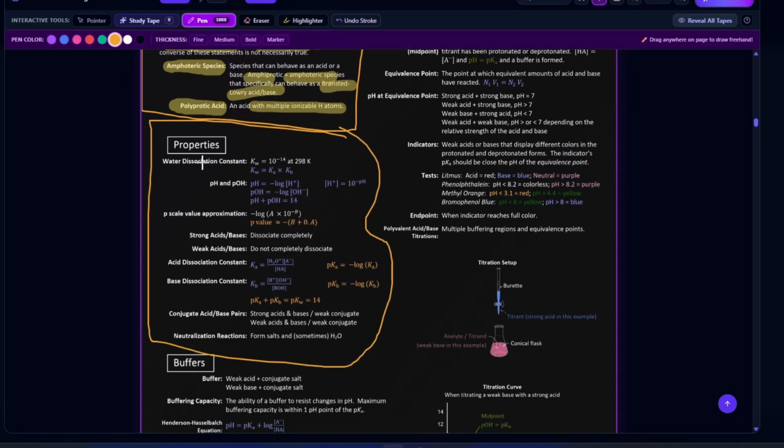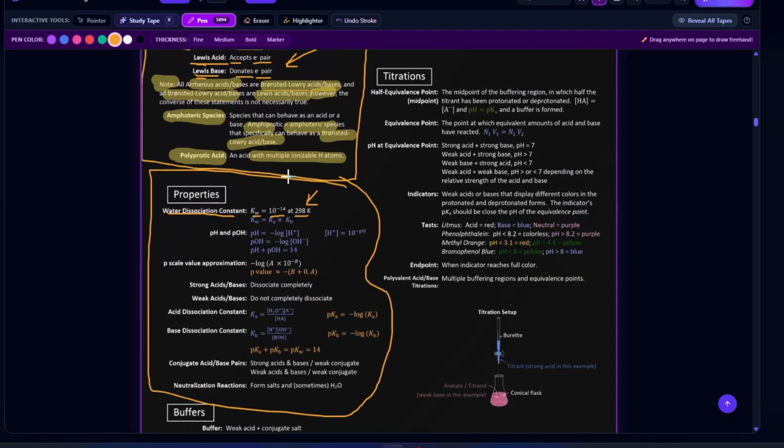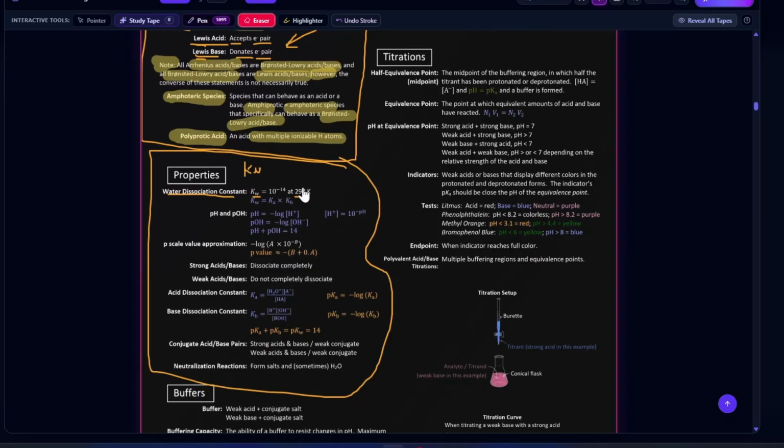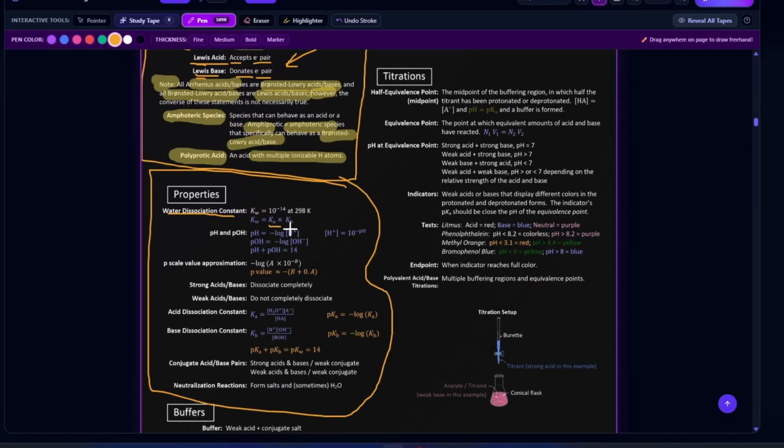So properties: the water dissociation constant Kw is equal to 10 to the negative 14 at about 300 Kelvin. So what it means is that water dissociates at this value. This is an important relationship: Kw is equal to Ka times Kb. So if you knew Ka and Kw, you could solve for Kb. In the practice problems, they'll make you solve for one of them. And you also have to know how to do pH and pOH.